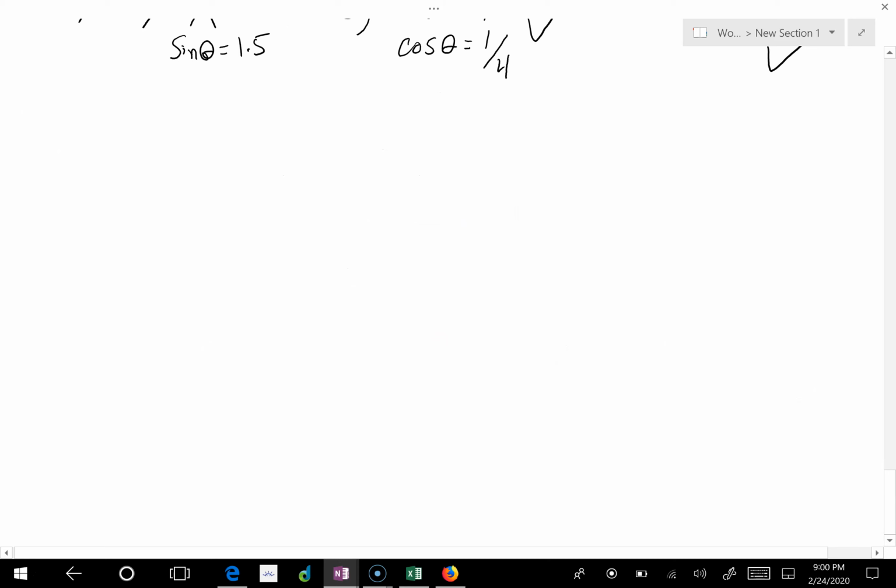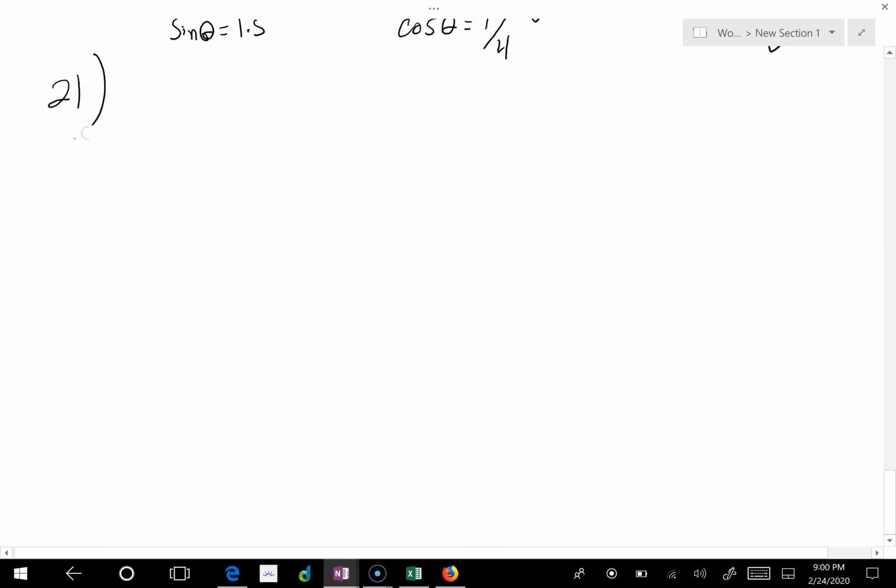Okay. Number 21. Find the value of secant if cosine is -7 over 12. So secant theta is the reciprocal of cosine, so that's -12 over 7. Number 22.